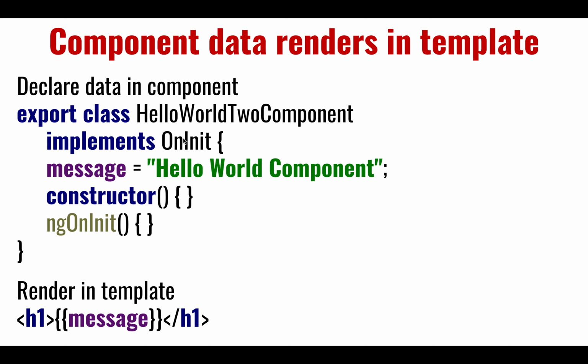So this OnInit declares one single function called the ngOnInit function. So here's our declaration, here's our implementation. It's an empty implementation, right? It's not doing anything, but we want to make sure that we are implementing this interface.